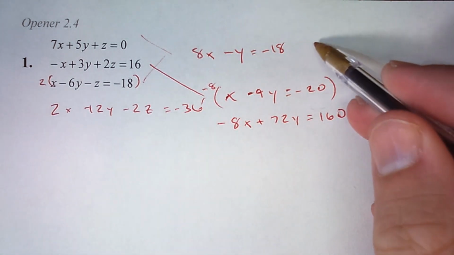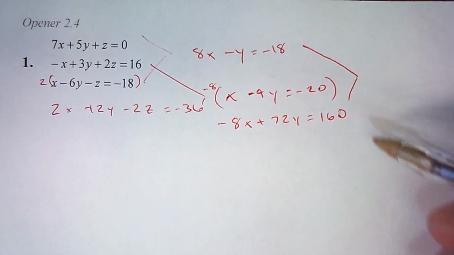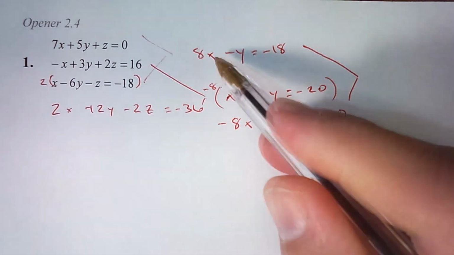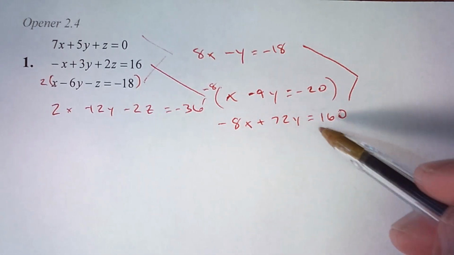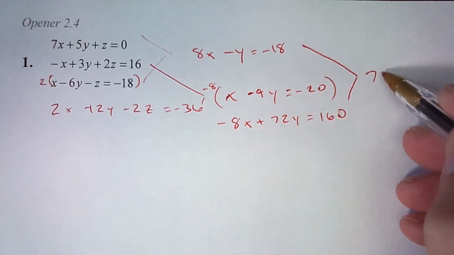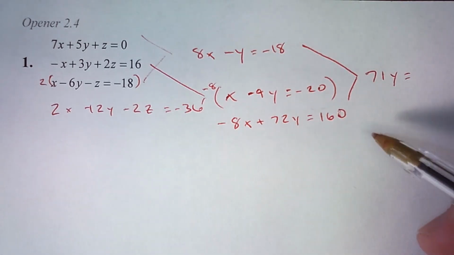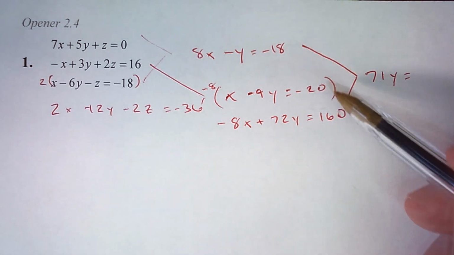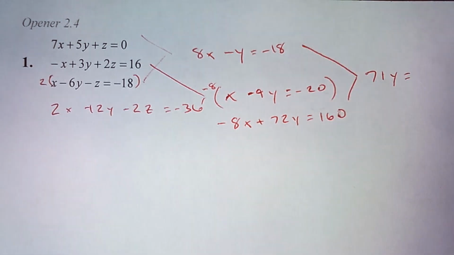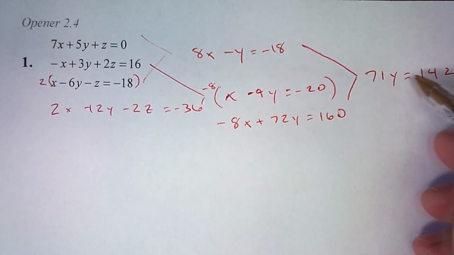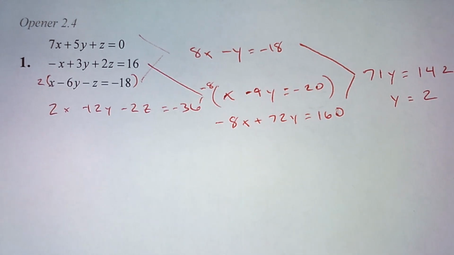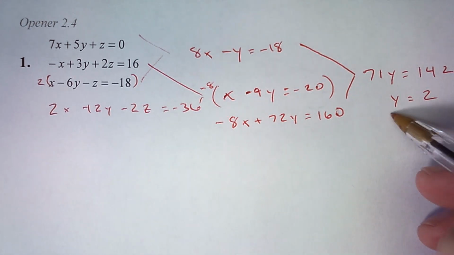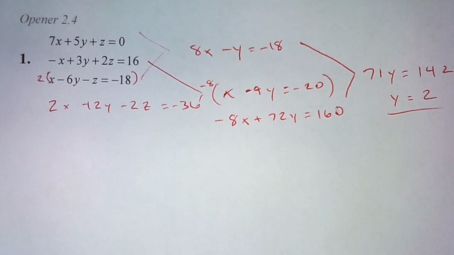And now I can combine these two equations. The x's will cancel. I'll get 71y equals, and then negative 18 plus 160, that's going to be 142. And I can divide both sides by 71 and get y equals 2. Okay, so there is my value of y.